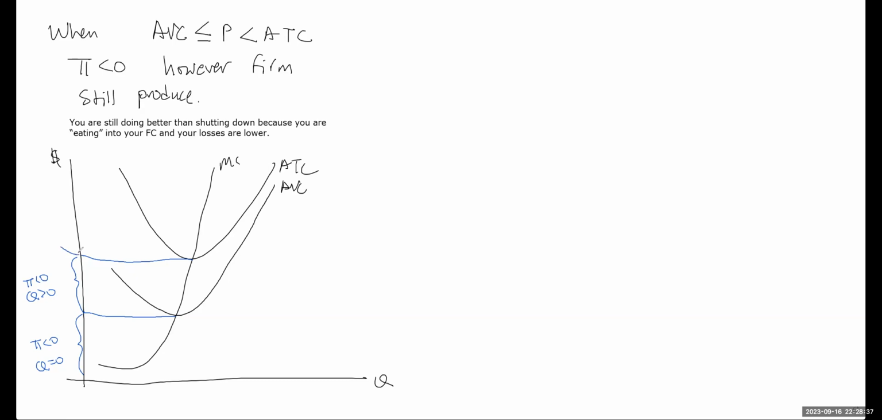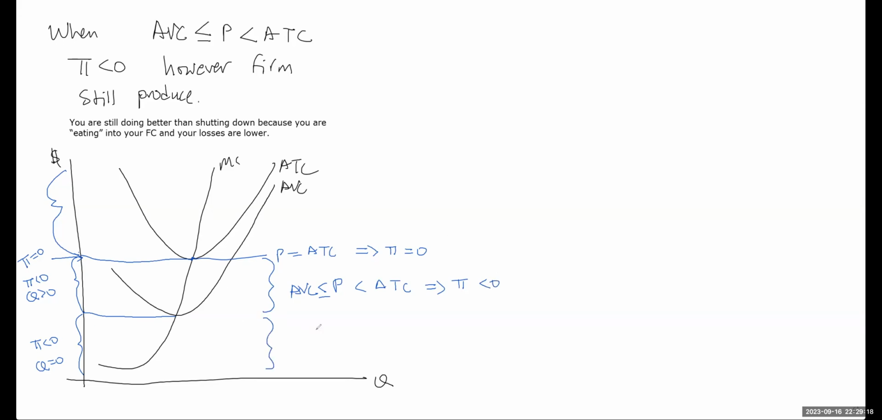Anything up here? Well, let me see it right here. At this point, profit is equal to 0, and of course, quantity is greater than 0. Right here is when price is equal to average total cost, so profit is equal to 0. This region right here, price is greater than or equal to average variable cost, but less than average total cost. You have negative profits, but you still produce.